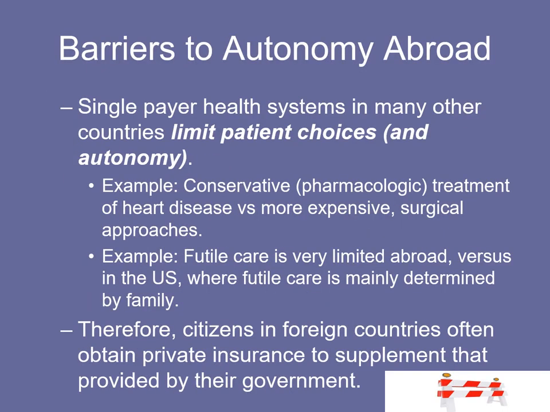Now, let's examine some of the barriers that exist to autonomy in other countries. In order to do so, it's important to understand that the healthcare systems in many other countries are what's called single-payer systems. And that is, there's one entity, often a governmental agency, that regulates the financing and the overall restrictions on what's covered and what's not. In doing so, that tends to limit the patient's choices, again, unless they have supplemental private insurance.